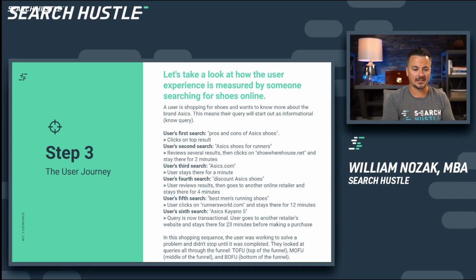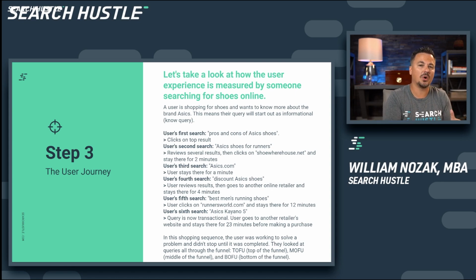So they look up ASICS Kayano 5, clearly. If I look this up, I'm probably trying to buy it or learn more about it. So the query is now transactional. The user goes to another retailer's website, stays there 23 minutes, makes a purchase. Top of the funnel, middle of the funnel, bottom of the funnel. How did they get here? We don't know. How did they journey this way? We don't know where they went.